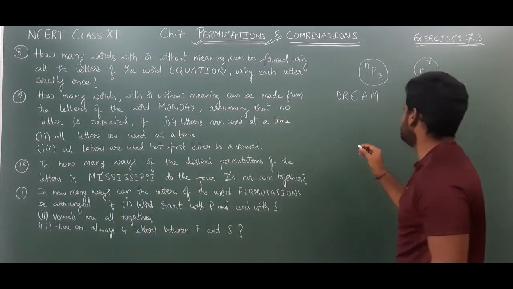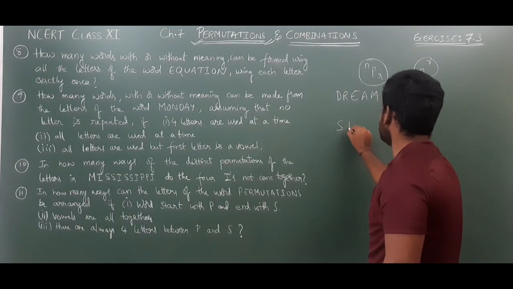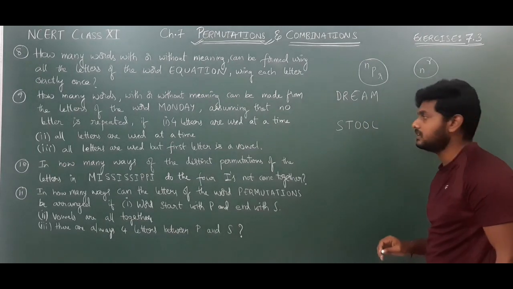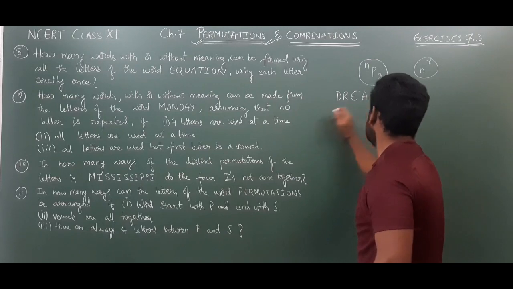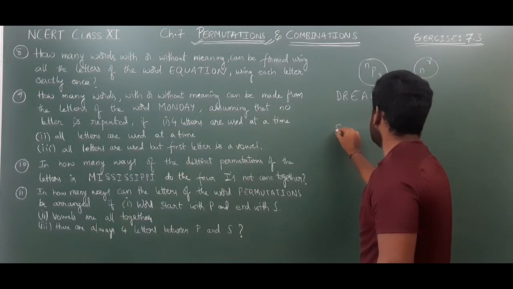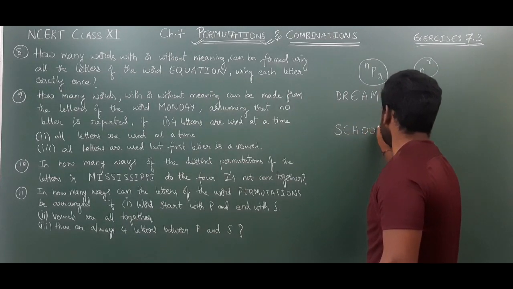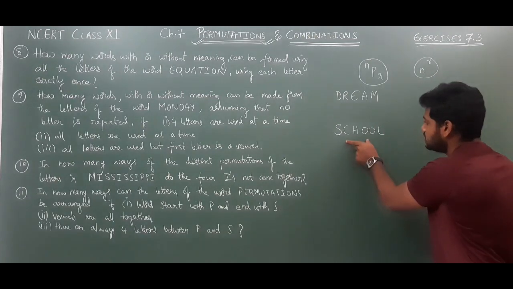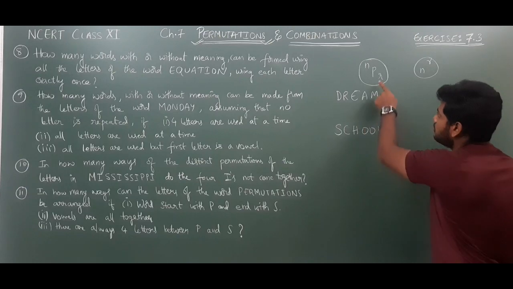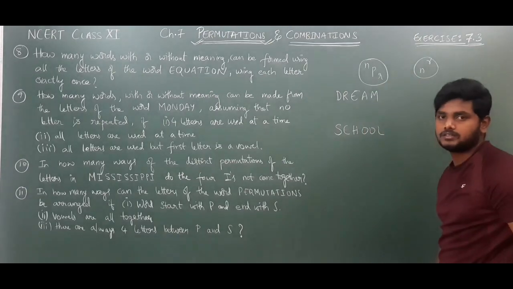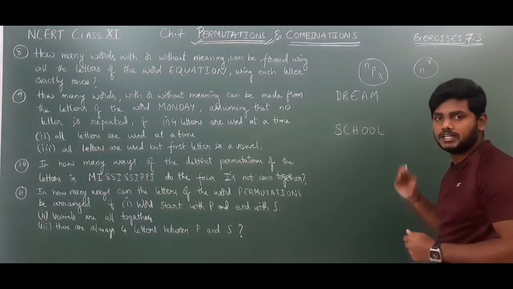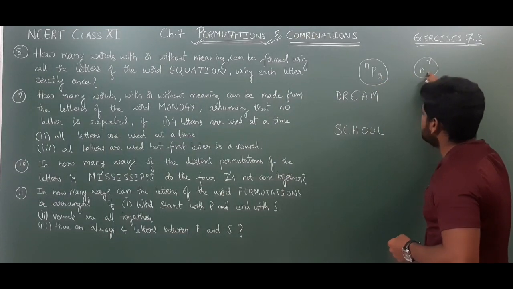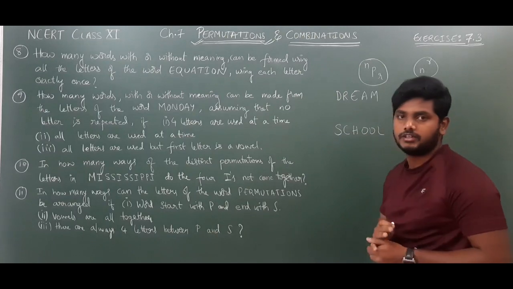For example, if a word is like school, here O is repeated two times, right? For this type of word we should not use nPr and n to the power of r. We have another formula that I will tell. First of all, when will we use nPr and when will we use n to the power of r: when we have different types of letters in a word.